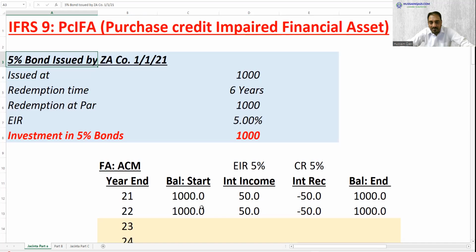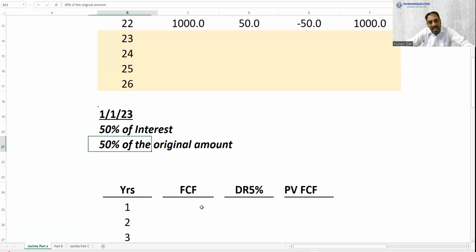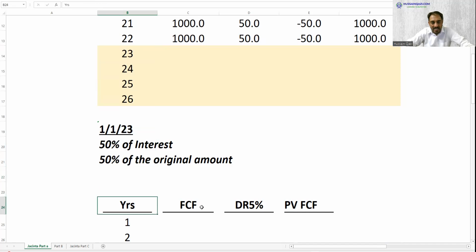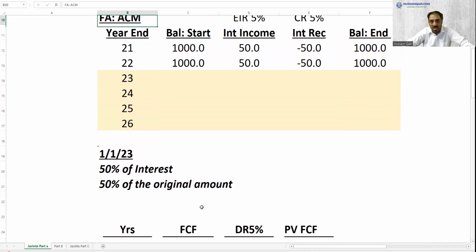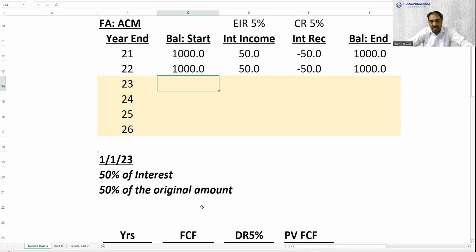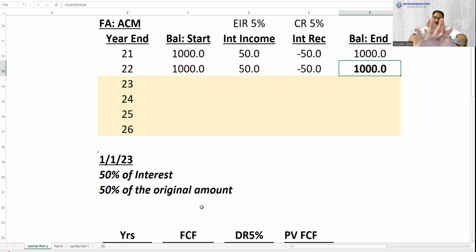a newspaper announcement has been made, and ZL company has committed that we will only be able to provide 50% of interest and 50% of the principal amount. That's all. So the point is how to determine the value of this bond, because before the year end of year 23, the market value of the bond is 1000. It's 1000, meaning everything is going on according to the original commitment.